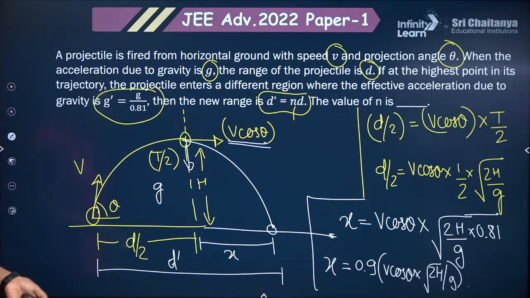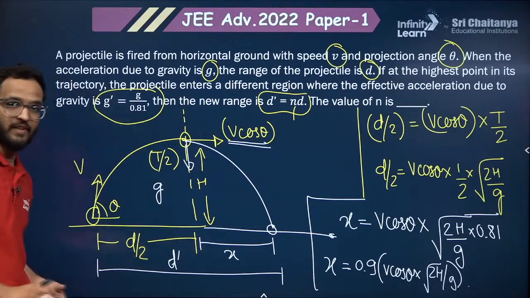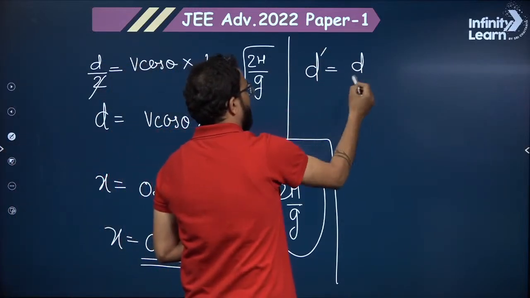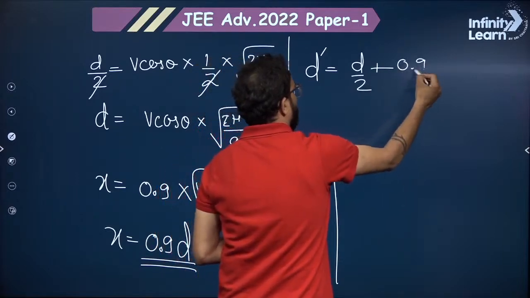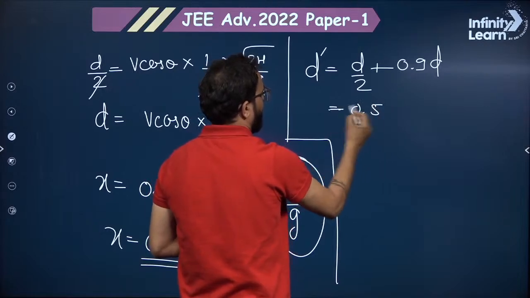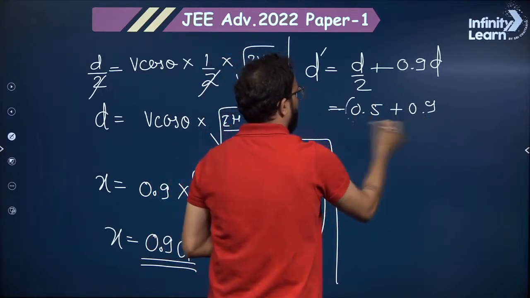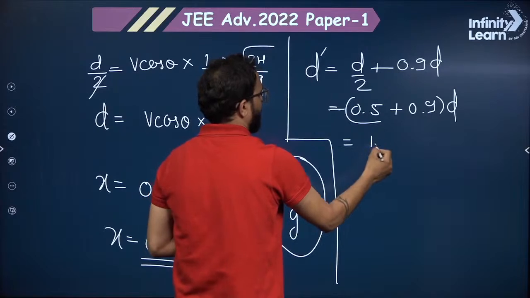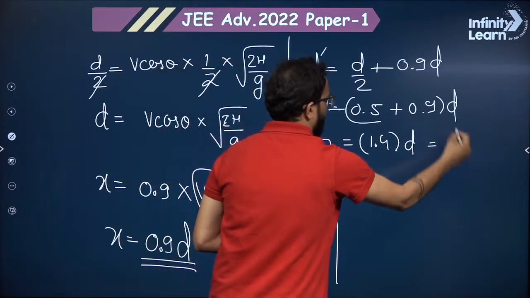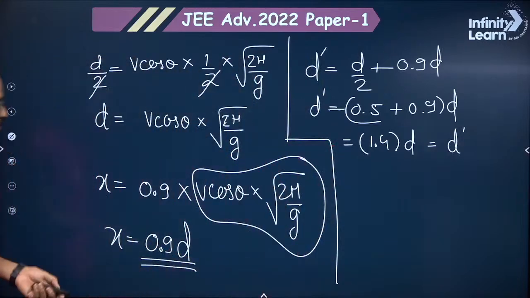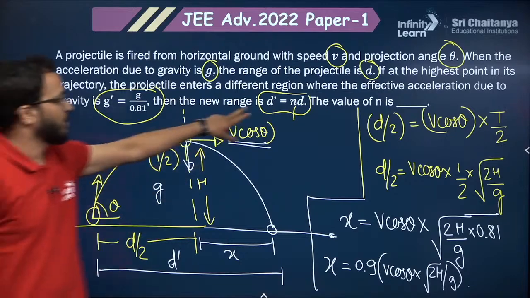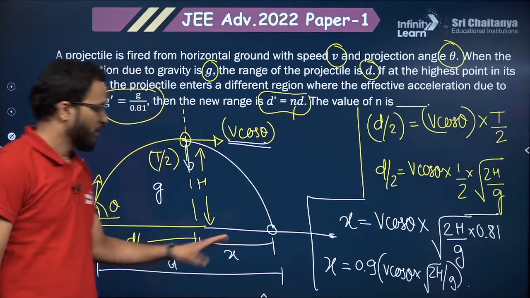So what will be the answer? This is 0.9 and this is 0.5, right? So d dash will be d by 2 plus 0.9 times d. So it is 0.5 plus 0.9 into d, that is 1.4 into d dash. I hope it is clear and understood. So d dash is n times d, the value of n is known to us like this.